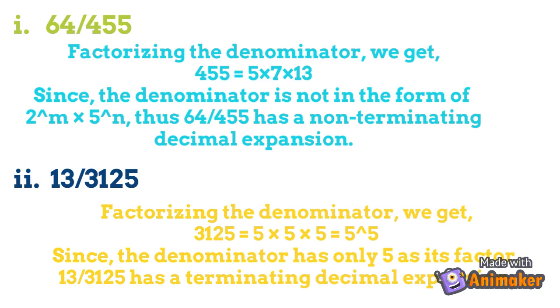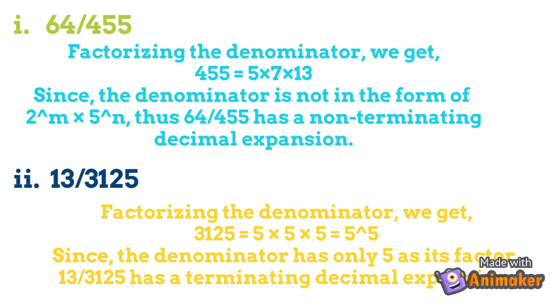Okay, let's see the next example, and that is 13 divided by 3125. So after doing factorization, after taking out the factors of 3125, what do we get? We get 5 into 5 into 5 into 5 into 5. That is 5 to the power 5. We can write it like that, right? 5 times 5 is there.